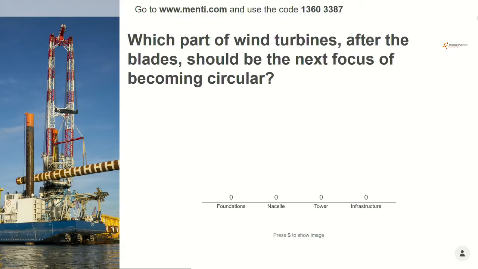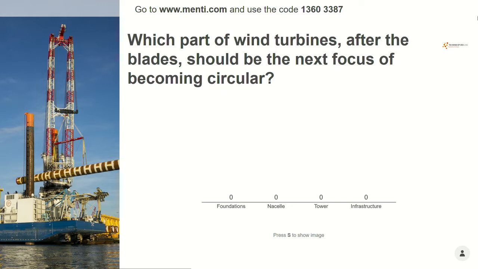Shall we ask another poll question? Yeah, good idea. Because it's time to ask you something again at home there. Use your Mentimeter again on your phone, please, and go to the website with the code 13603387 if you're not there yet. But if you did, you're still in, I think.